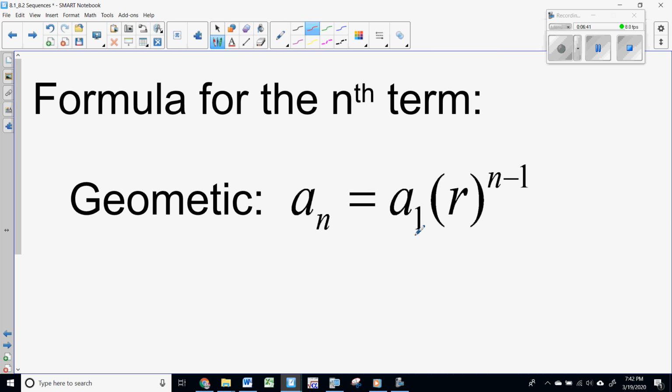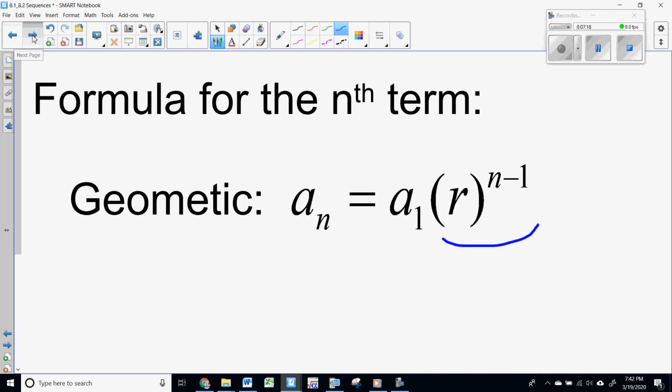It's a sub 1, so our first term, remember, a sub 1 is the first term, times r raised to the n minus 1. Okay, this r is what we're multiplying by. Now, notice, by order of operations, the thing people mess up the most here is you have to do the exponent before you multiply. So you cannot just take a1 times r and raise it to an exponent, okay?